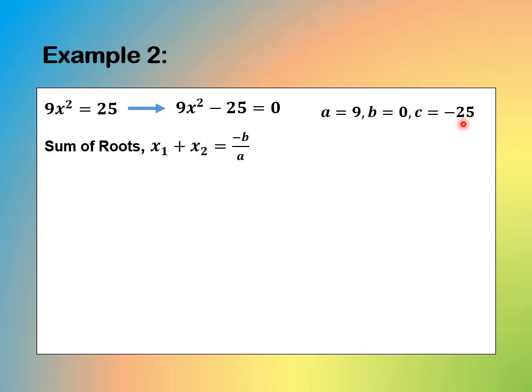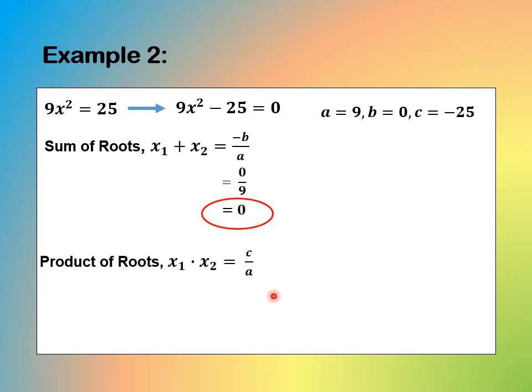Okay, so sum of roots. So again, we have the formula negative B over A. So ang B natin is 0. So 0 over ang A natin na 9. So 0 divided by 9, that is equal to 0.